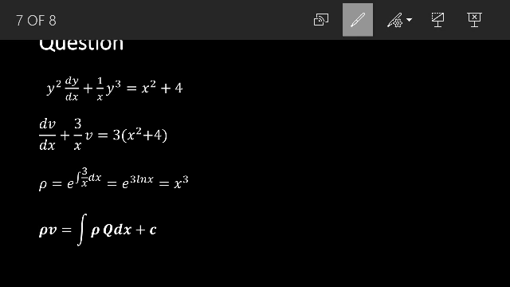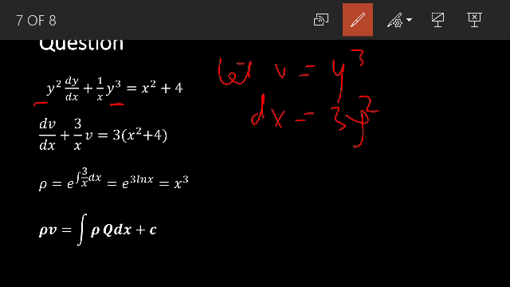We have y squared dy/dx plus 1 over x times y cubed equal to x squared plus 4. Now, from what I see here, there is nothing to rearrange, since when you differentiate y cubed you get y squared. So we can start by saying let v be equal to y cubed, and if v is y cubed, it means that dv will be equal to 3y squared dy. Okay, implicit differentiation.